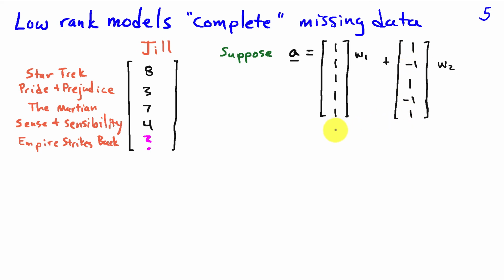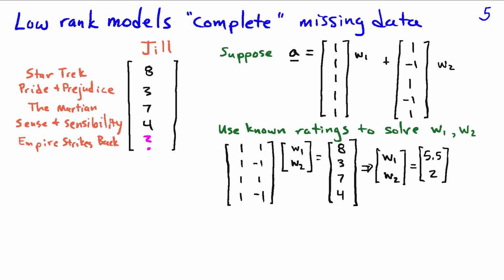So in this case, we're assuming we know these 2 patterns and that our overall ratings matrix has these 2 columns for T. So what we can do in this case is use these 4 movies that Jill has rated to find W1 and W2, and I've set that up here as a least squares problem, and you find that W1 is 5.5, which happens to be the average of these 4 ratings, and W2 is 2.